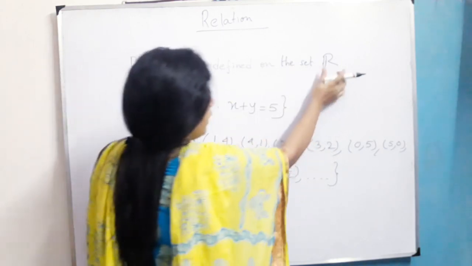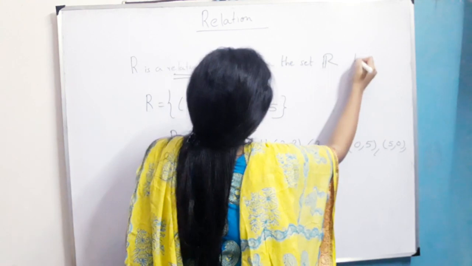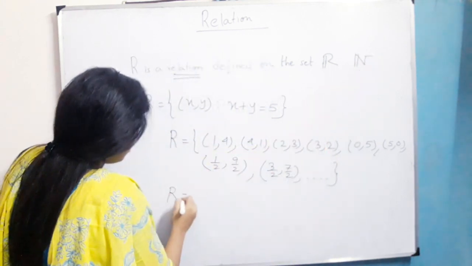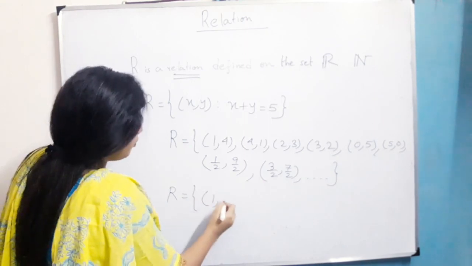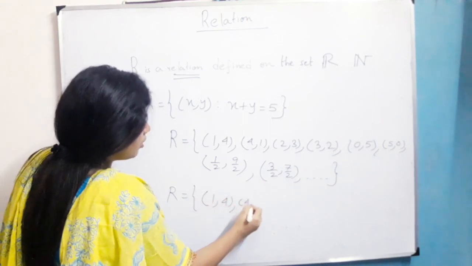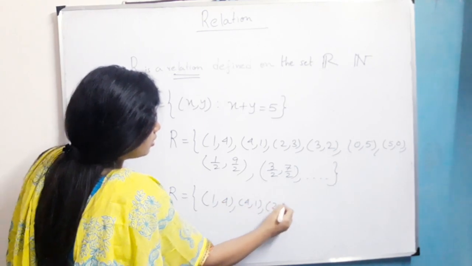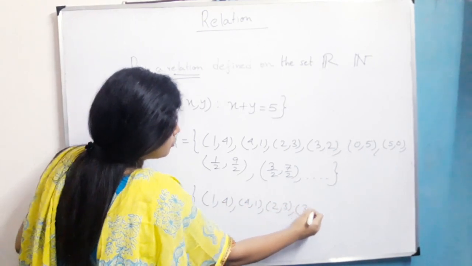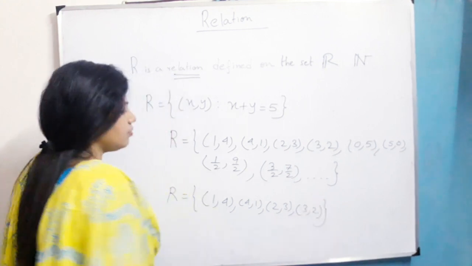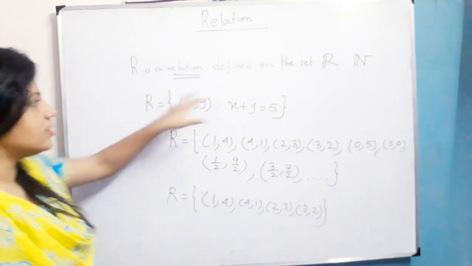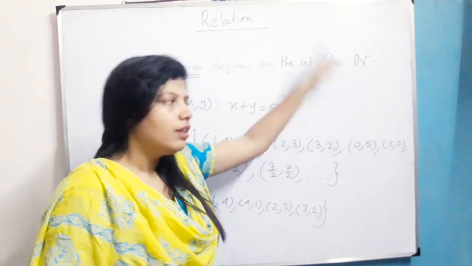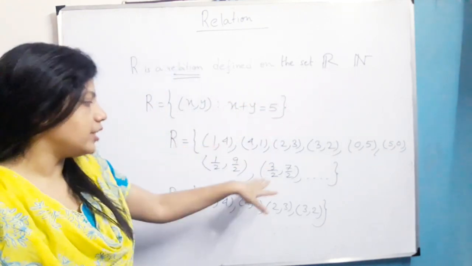But if I change this set, suppose I take natural numbers, then natural number means it starts from 1. So then it will be only (1,4), (4,1), (2,3), (3,2). Okay, so that means the relation depends on the given set also. Accordingly, this will change.